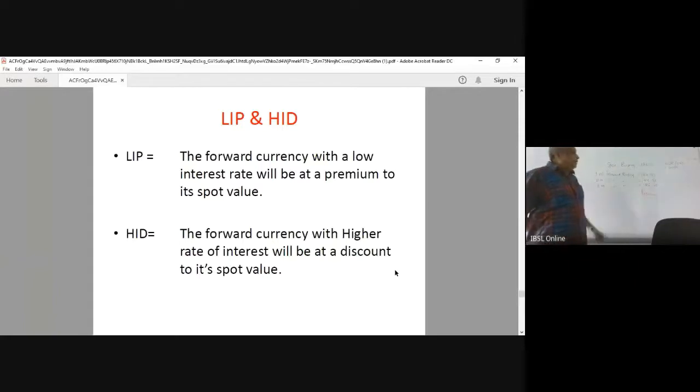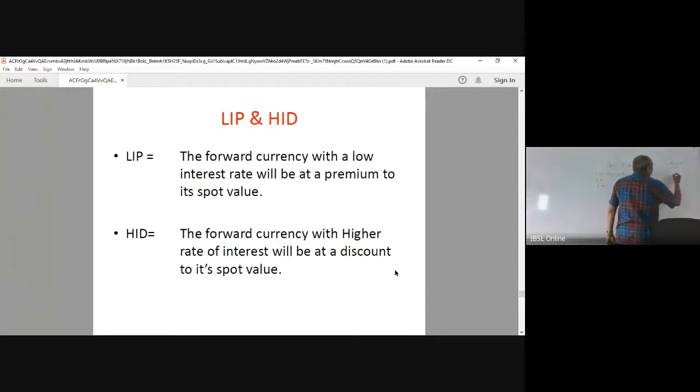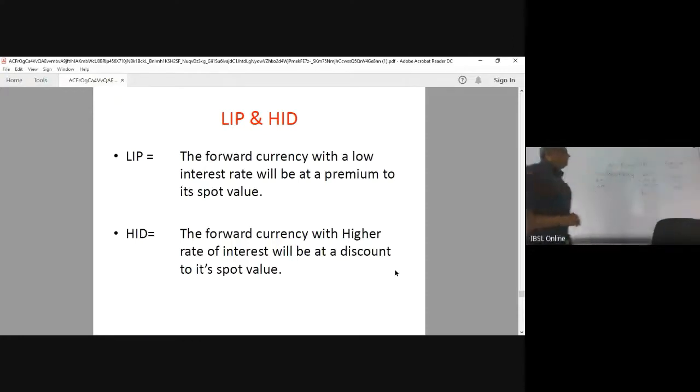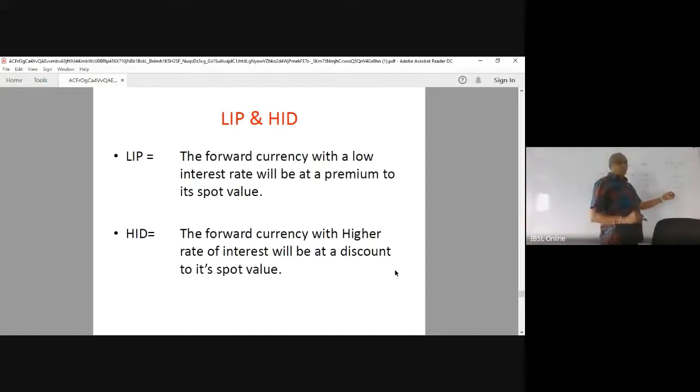If the base currency has a higher rate, then the 1 month forward buying rate is lower, 2 months 1.5915, 3 months 1.5875. This is how the rates come. Here the forward rates are lower than the spot rate, so it will be at a discount to its spot value. The main reason is the interest differential. Okay.